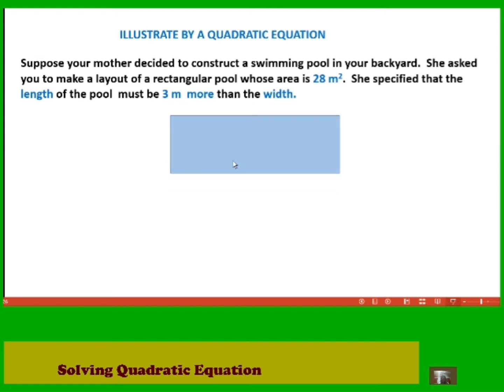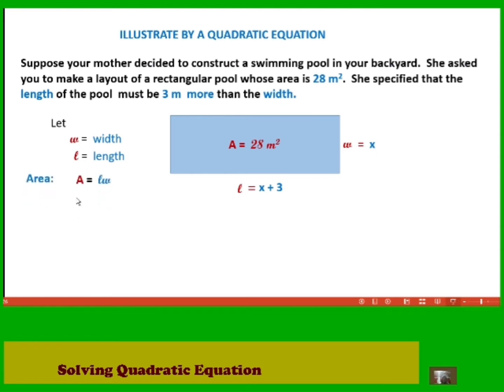Supposing this is the rectangular pool, and if we let W as the width and L as the length, and the area equal to 28 square meters, according to the problem, the length of the pool must be 3 meters more than the width. If we let x equal to the width, then we add 3 to the width, and that becomes the length of the swimming pool.